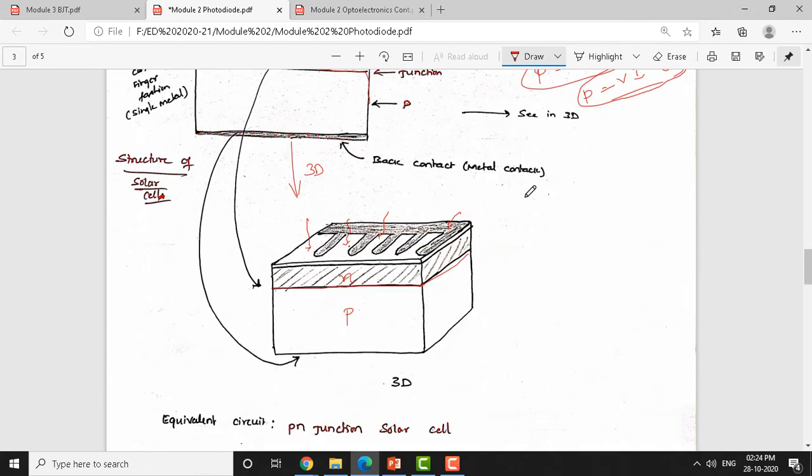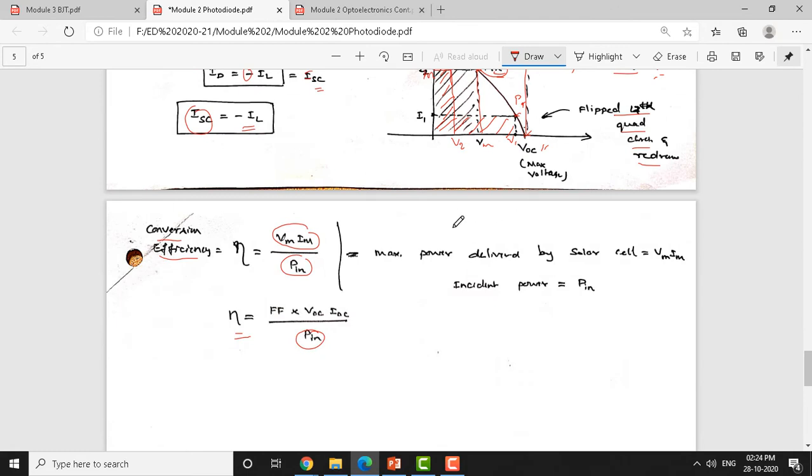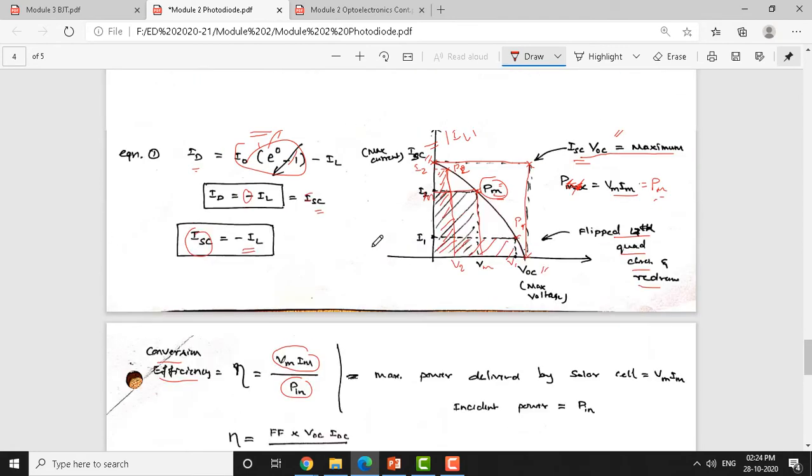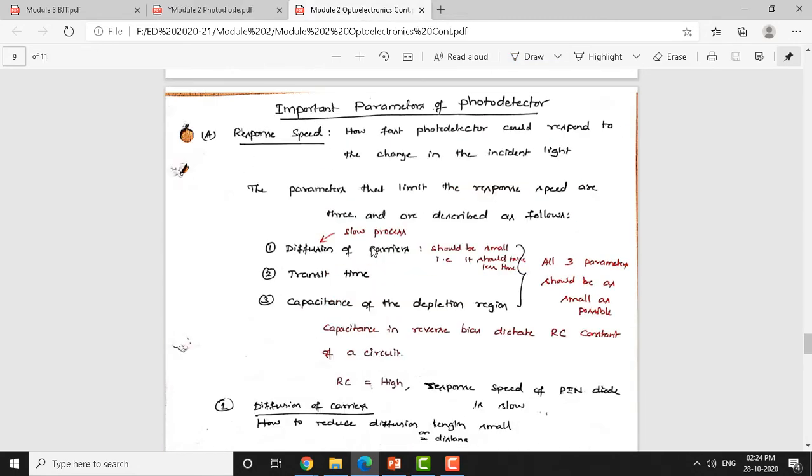Okay, all right. I think with that we have come to the end of the solar cell. This material will be uploaded in the Google Classroom. Kindly go through that, and if you have any questions, you can ask me at a later stage also. So let us move to the important parameters. Before that, let me cover this.